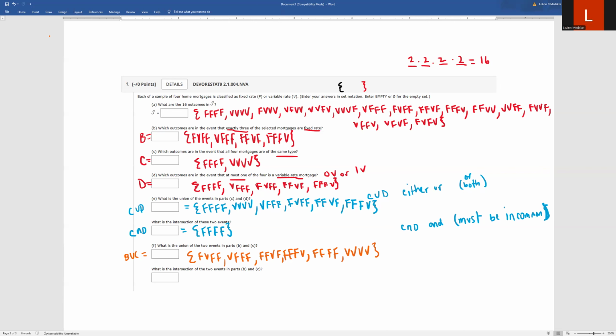Okay. And then the intersection is, well, they have nothing in common. So when you have nothing in common between two sets, that's when we write either empty in all caps. But most of the time in math, we like to write the empty symbol. Okay. So that is number 1.